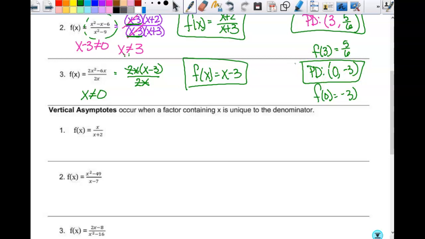Oh, this would have been, because it's in the denominator, this is a vertical asymptote. Is that what you're asking? Yeah. Okay, everybody okay on the point discontinuity so far? Yeah. All right, now let's look at vertical asymptotes.